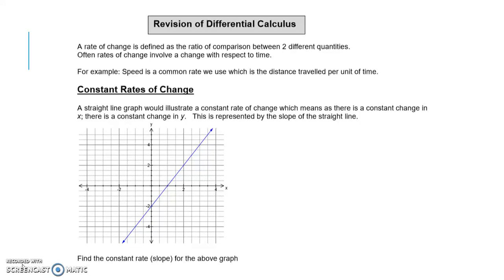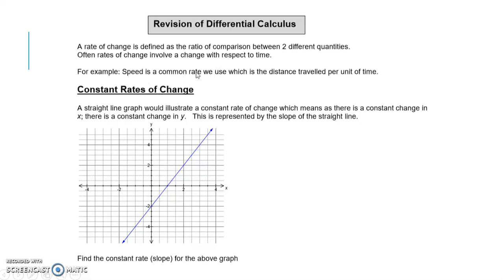In this video, we're going to look at revision of differential calculus in stage 1. So we're going to look at rates of change, and we're going to look at the first principles formula. So rate of change is just the ratio between two different quantities. Usually one of these quantities is with respect to time.